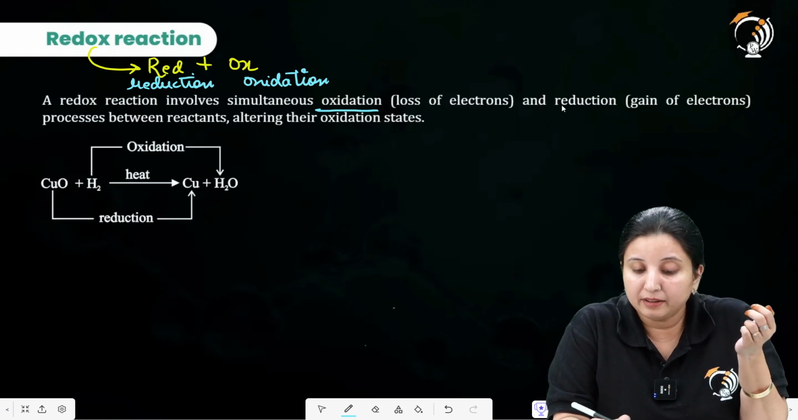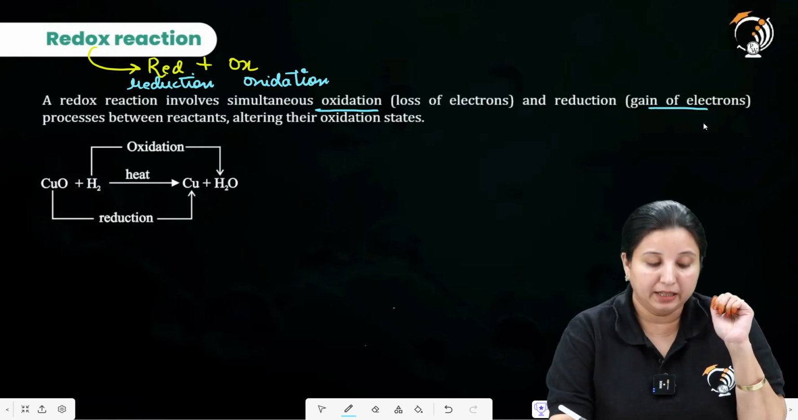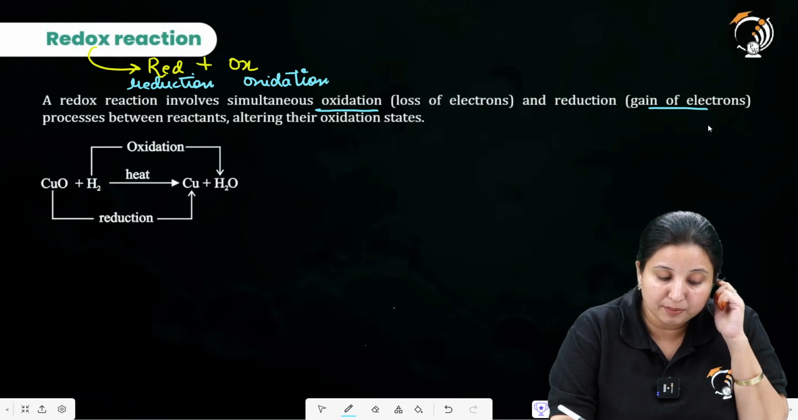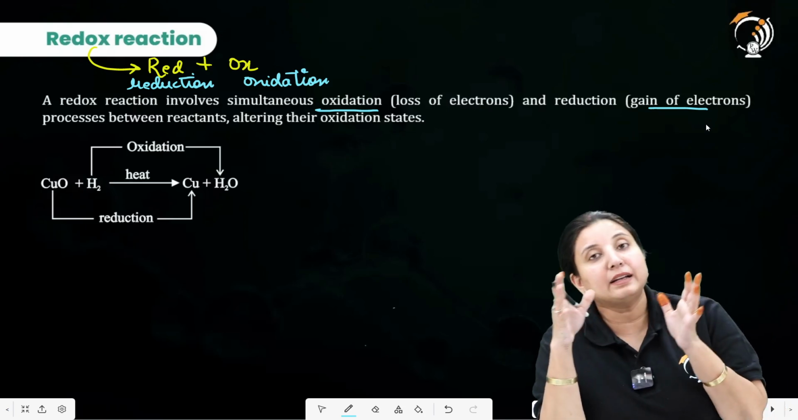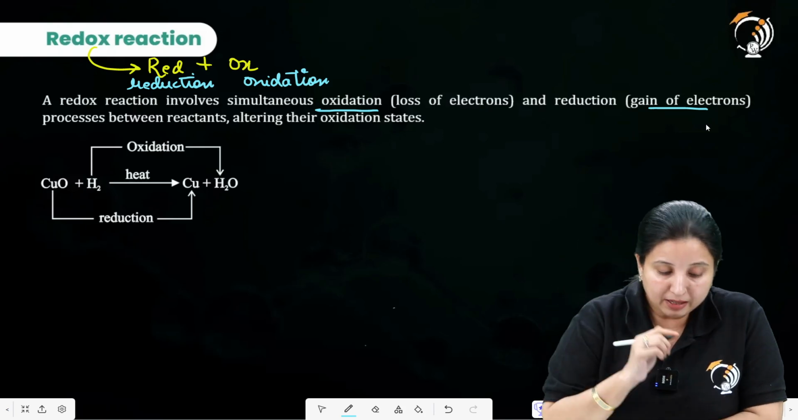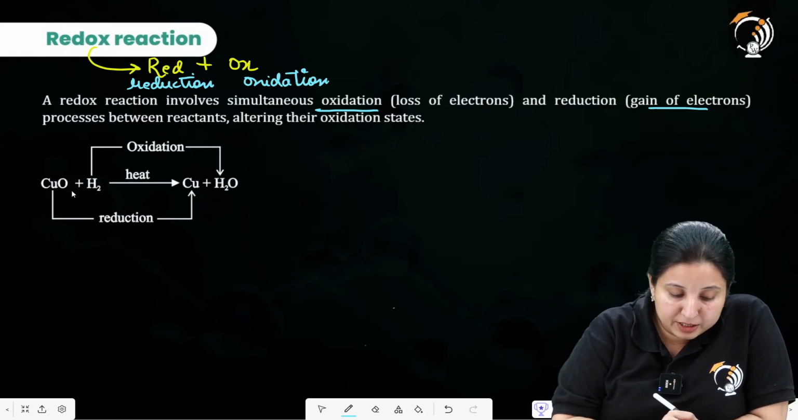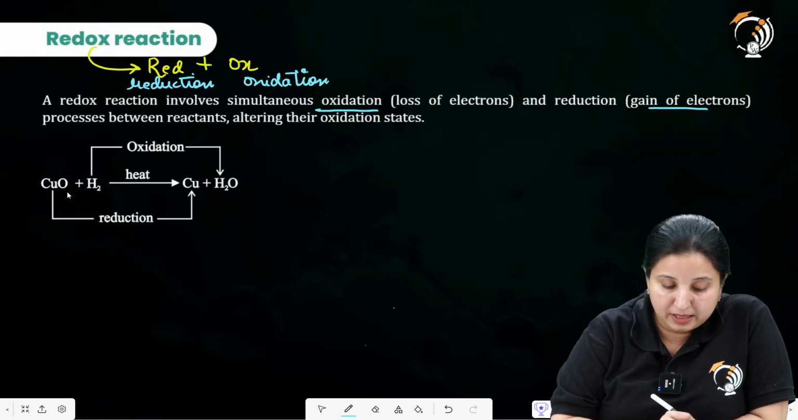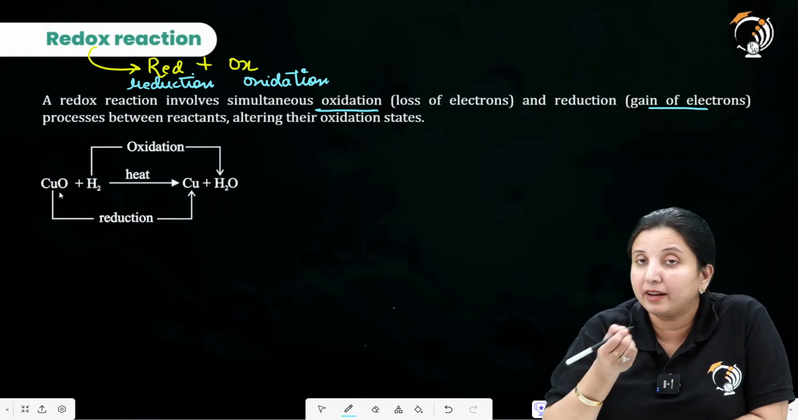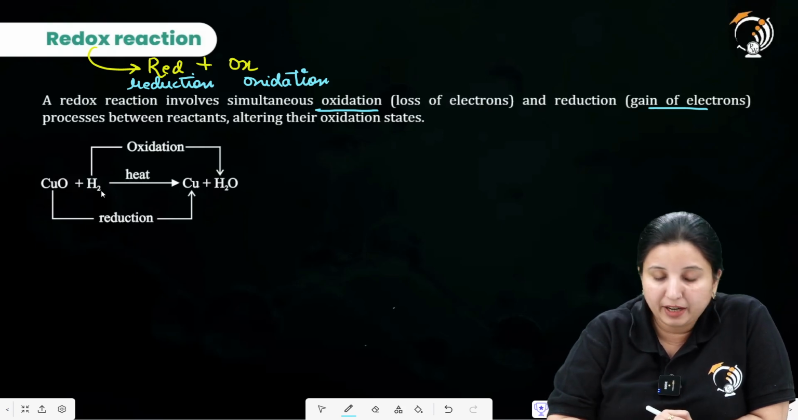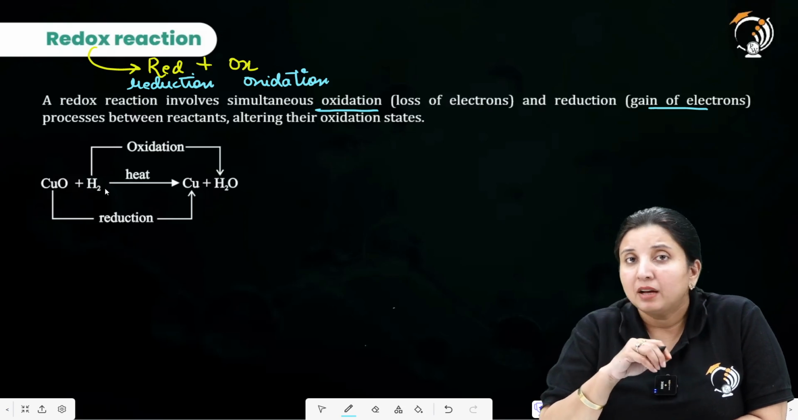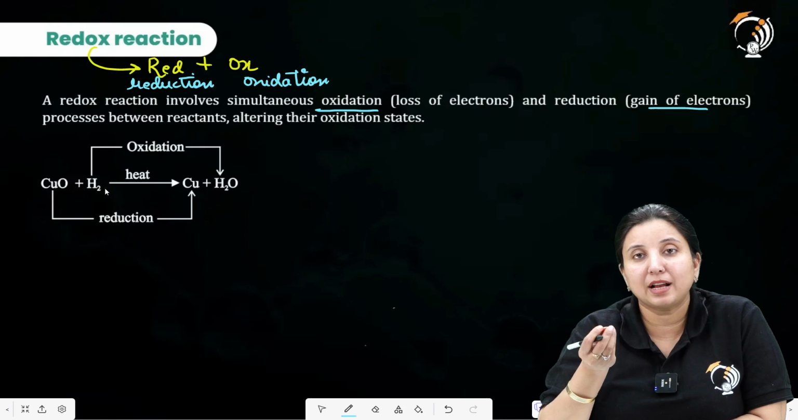electrons, and reduction means the gain of the electrons. So basically it is a process between the reactants and altering their oxidation state. Like over here if you look, in this particular case, copper oxide, from here there is the removal of the oxygen. So we can say the reduction has taken place, and for the H2 there is the addition of the oxygen. So we can say the oxidation has taken place.